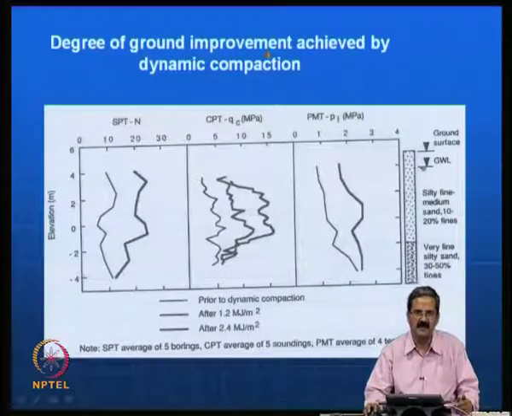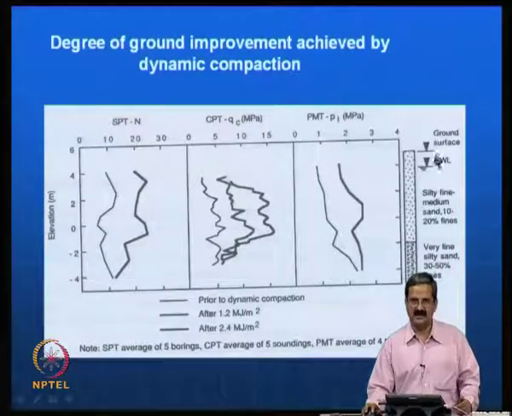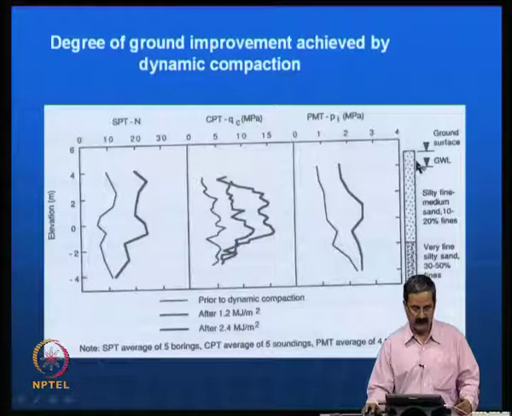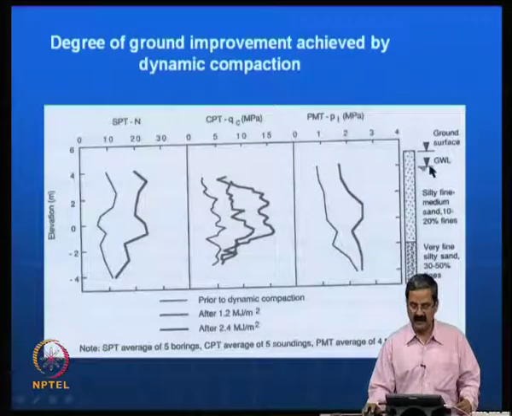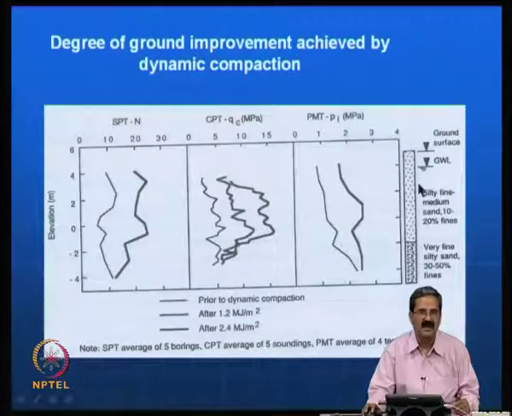Say for example, this is a typical example. You can see that you have a ground surface here and then the water table is here, and you have a silty fine medium sand here, with a total depth of about 11 to 12 meters. So, you need to improve this, and the problem is that you have a groundwater table, which is very tricky. Under these conditions, dynamic compaction is quite effective.